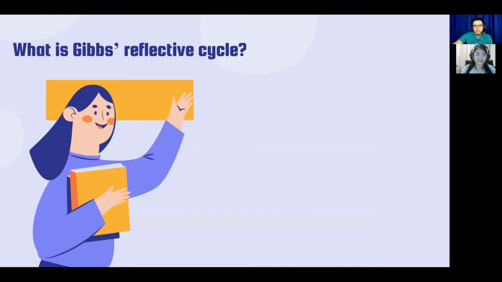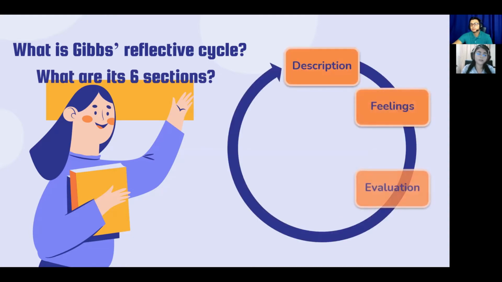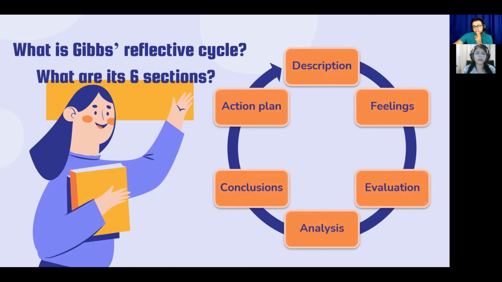So now we have the Gibbs reflective cycle. Yes. And what is Gibbs reflective cycle? This is an effective tool to help you reflect after experience. And it's a useful model if you are new to reflection. As you know, reflection helps you to come up with feedback, right? And it is broken into 6 sections. So the question is, what are its 6 sections? The first one is description, then we have feelings, then we move to evaluation, analysis, conclusions, and at the end we come up with the action.